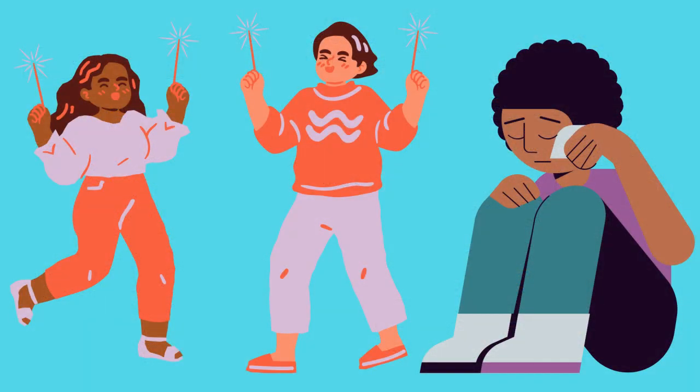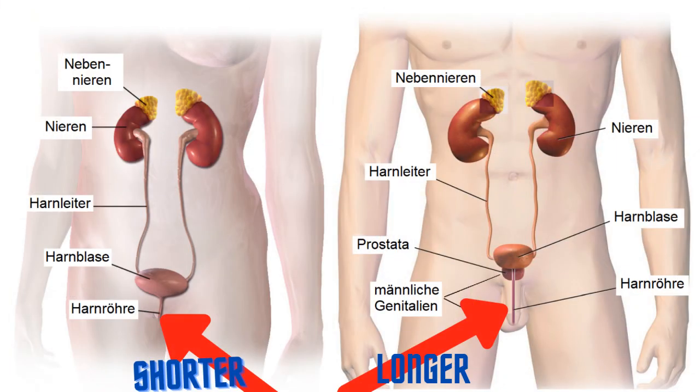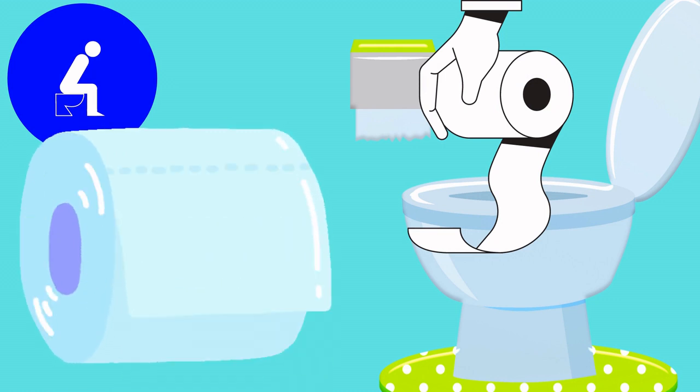Another symptom is fever and chills, a sign that the infection may have reached the kidneys. Lastly, you also have pains or pressure in your back or the lower abdomen. When you have these symptoms, you know that you may have a UTI, so you go for a test.